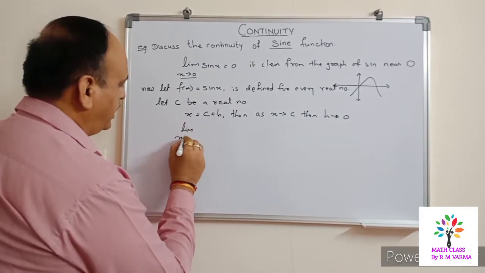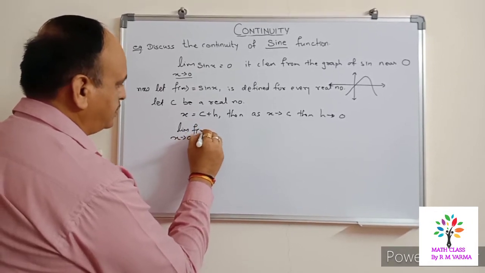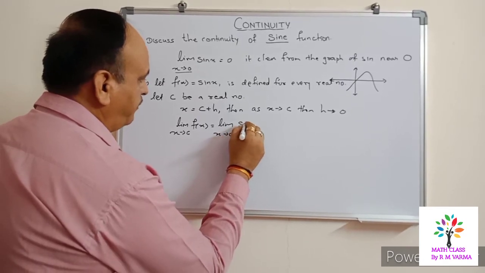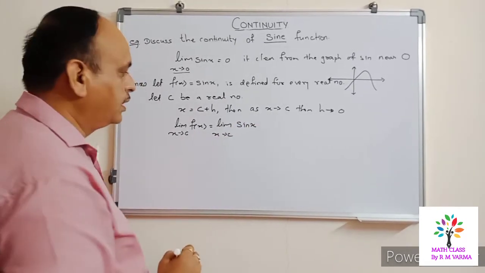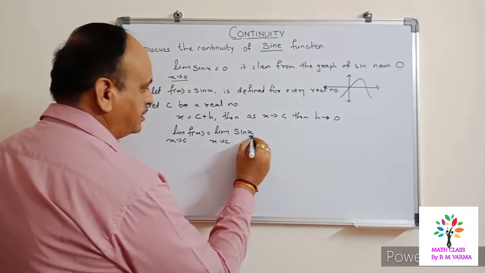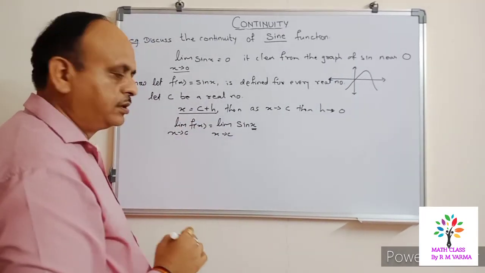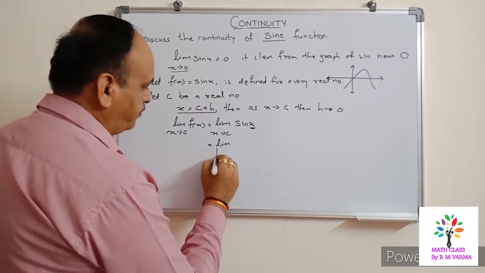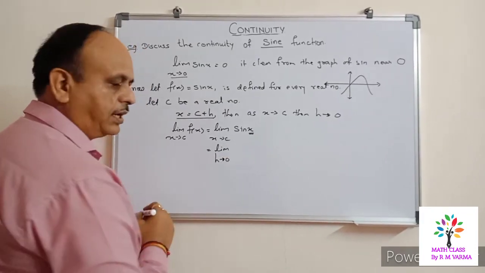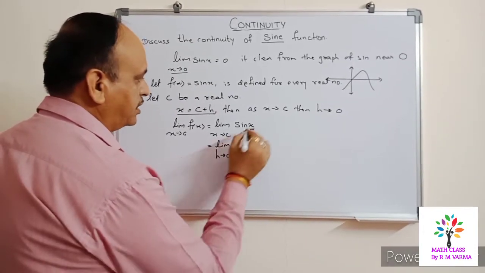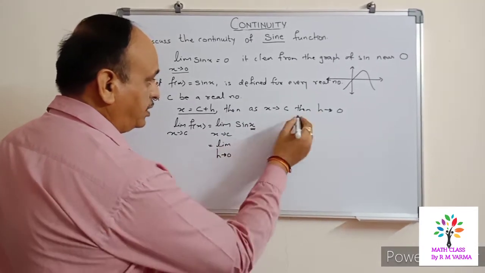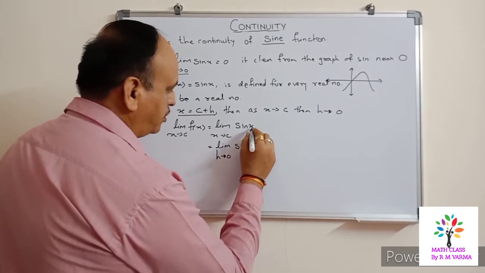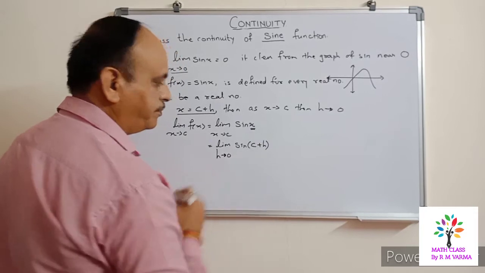Now taking this changing of limit, we take the sum. Limit x tends to c f(x) equals limit x tends to c, f(x) is sin x. Now replacing the value of x, the x is c plus h, and changing the limit, we get limit h tends to 0. So sin, instead of x, it becomes c plus h.